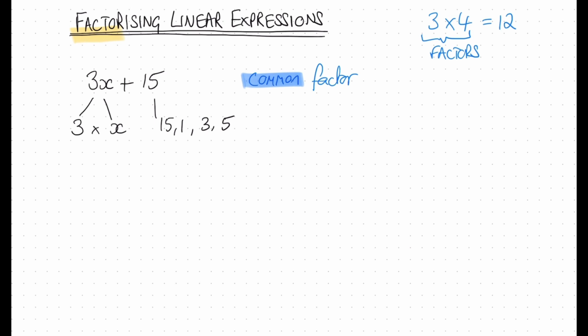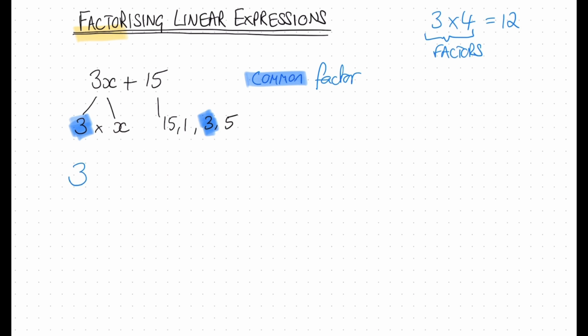Now, we need to look at 3 and x for the 3x, and the 15, 1, 3 and 5, and try to see what is in common. Well, x isn't in the 15. However, we look at the 3, and that is in both. So that is our highest common factor. So that must go on the outside of a bracket.